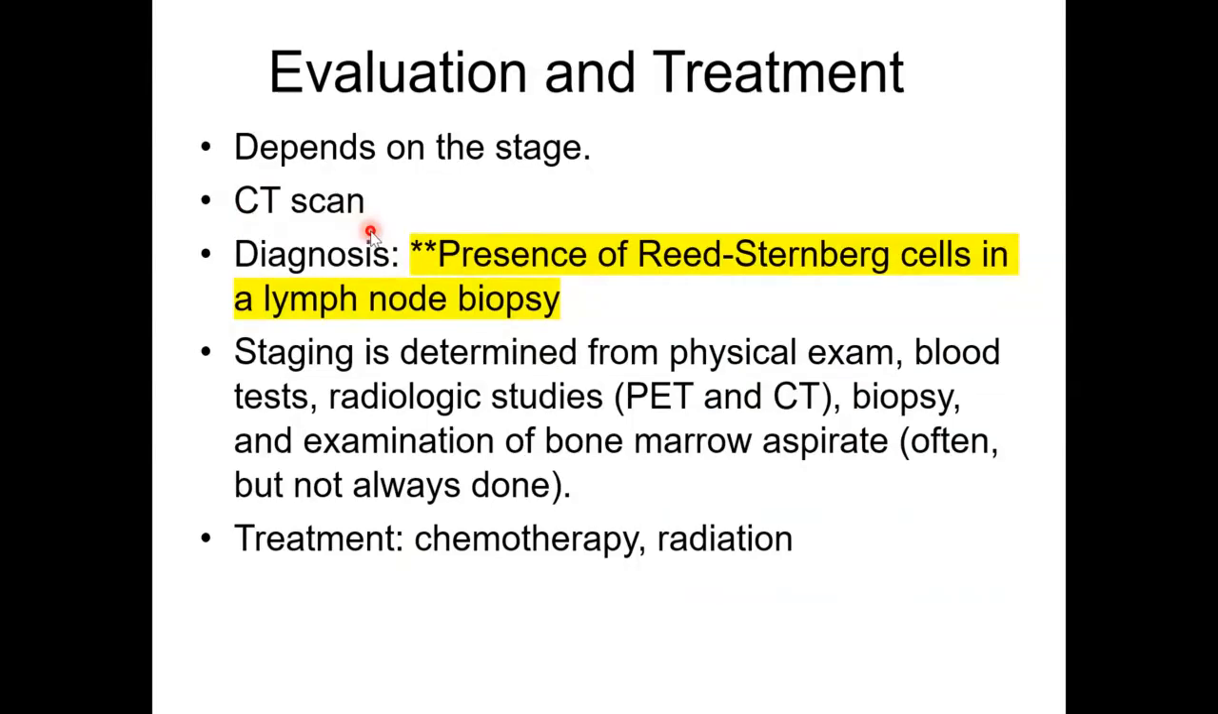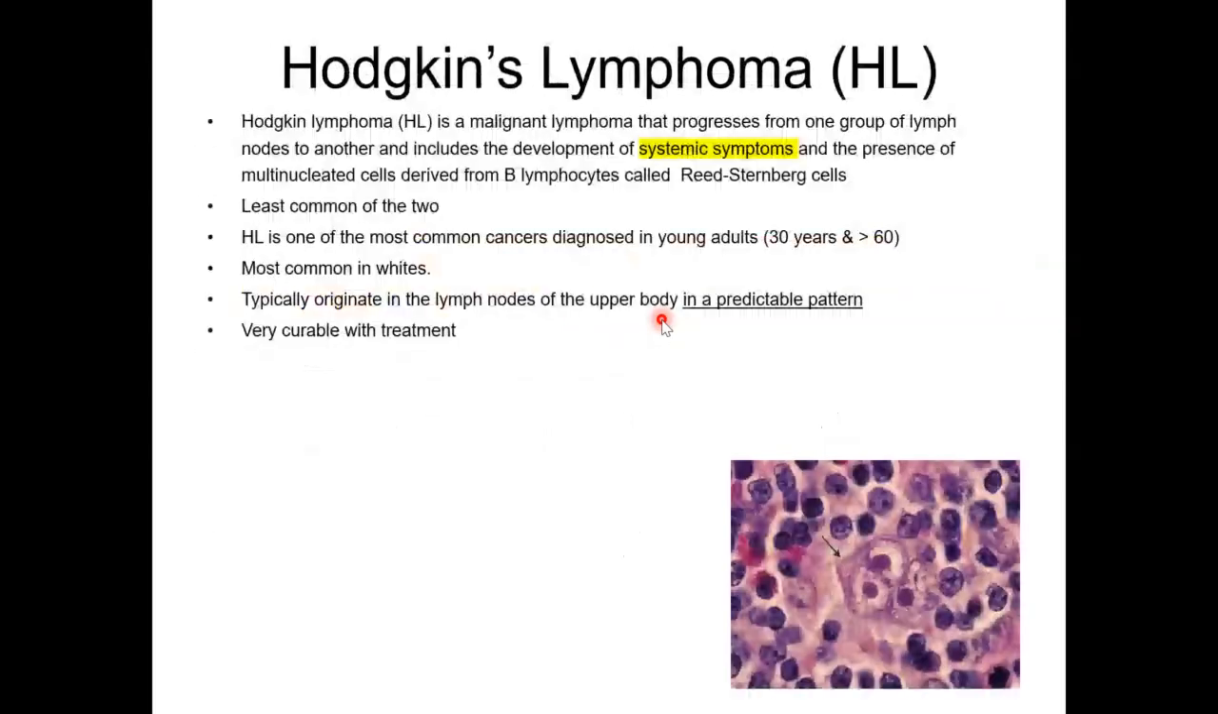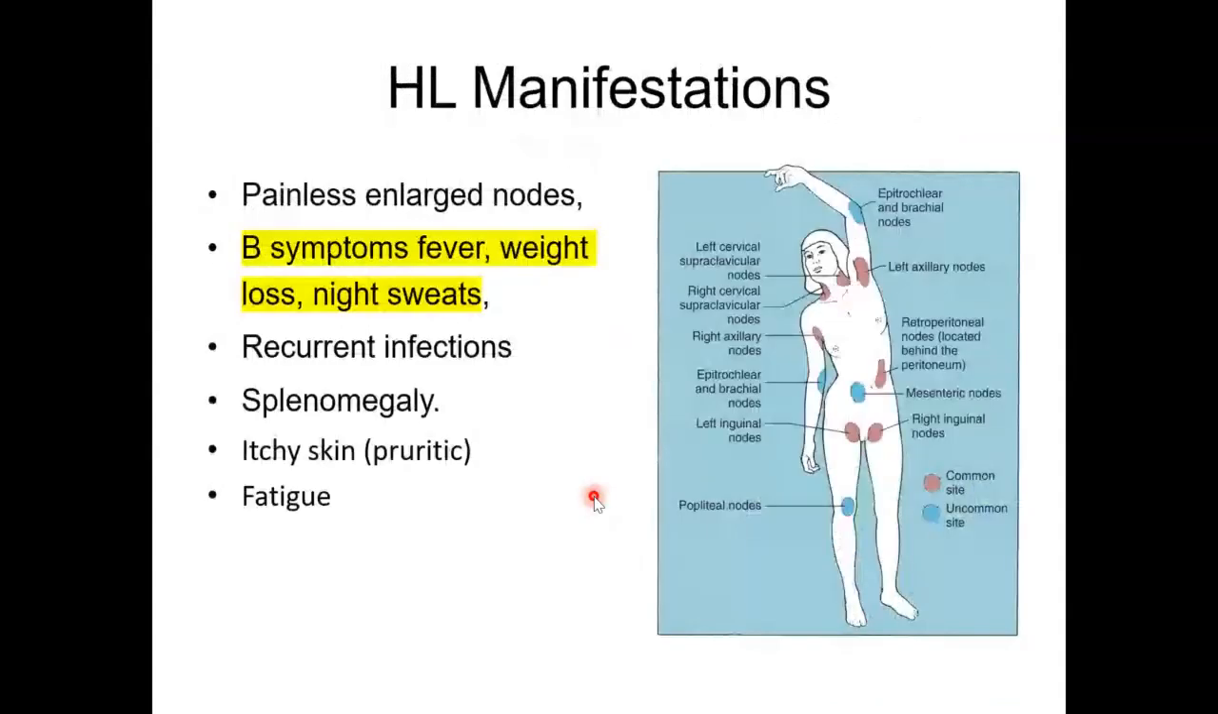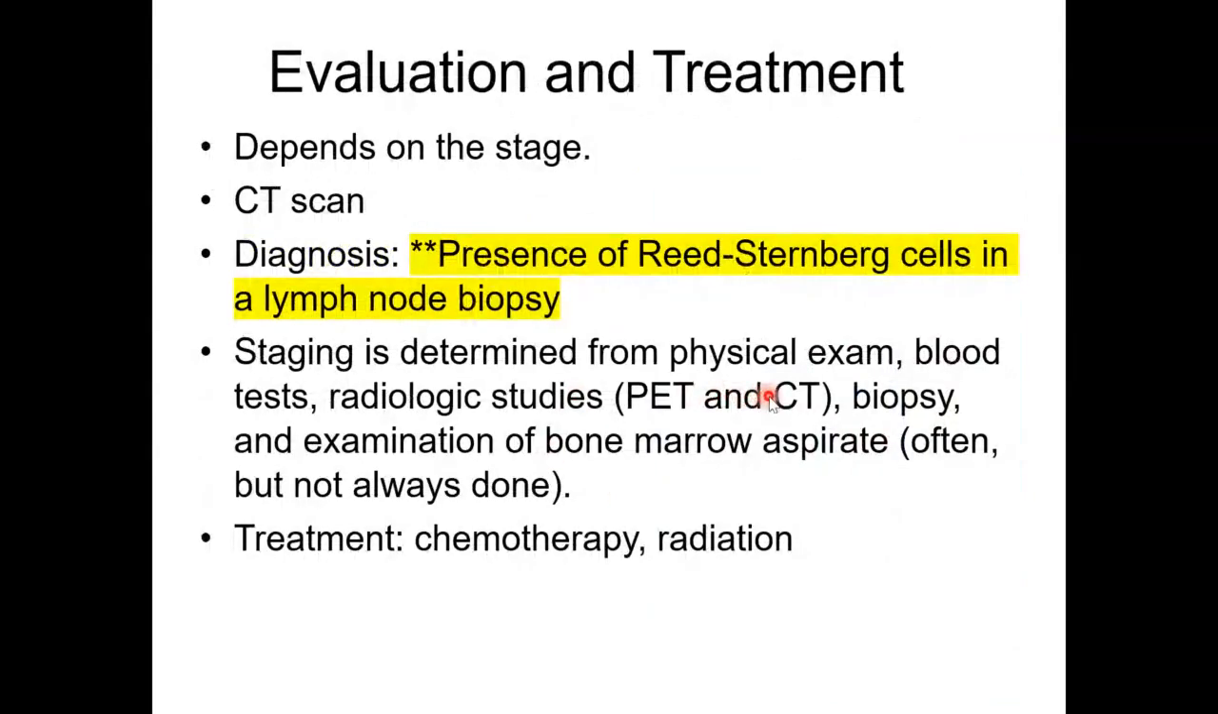Once they get diagnosed with it, to monitor the progression. Diagnosis: presence of Reed-Sternberg cells in a lymph node biopsy. So lymph node biopsies are typically needed for this, and then they see these certain kind of cells that I think I showed you up here, right here, which are these Reed-Sternberg cells that are specific for Hodgkin's lymphoma.